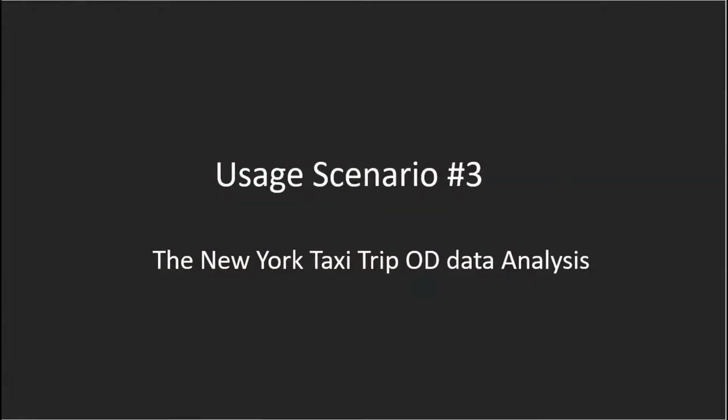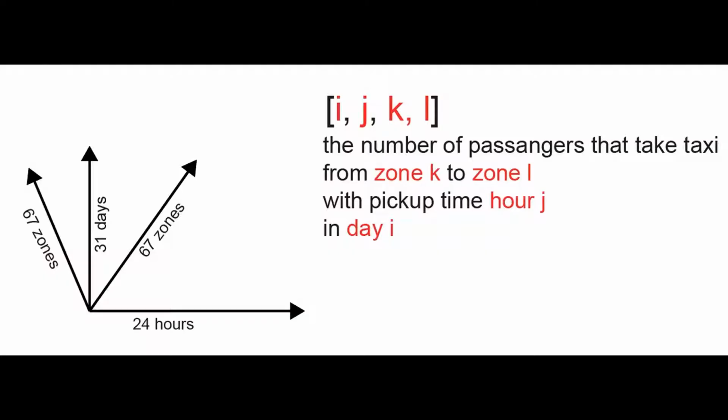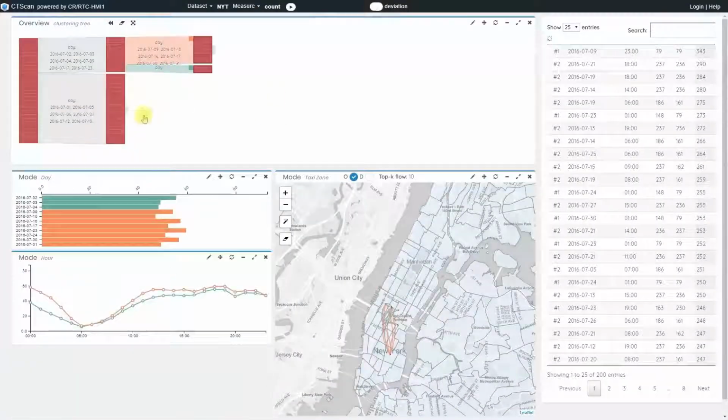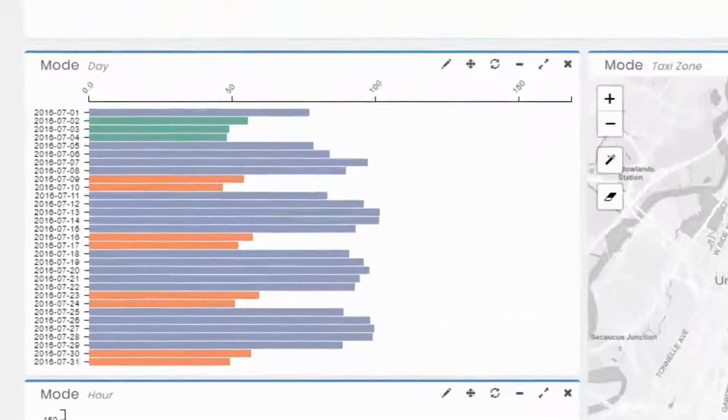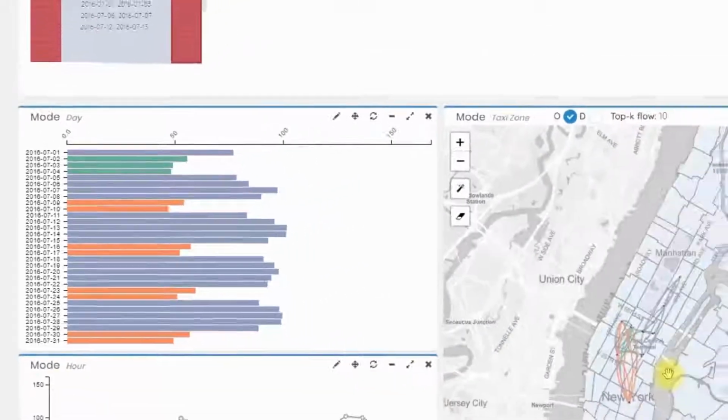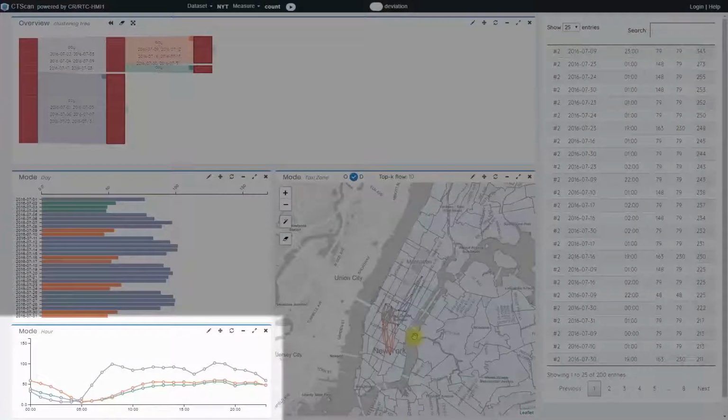The last use case involves New York taxi trip data analysis. The dataset is modeled as a 4-way tensor with 2 spatial dimensions. The analyst first separates the days. He observes the green group contains the 3 days, including Independence Day. The orange group includes all the non-holiday weekends, and the purple group has all the normal weekdays. They have very different hourly patterns, which can be observed in the line chart.